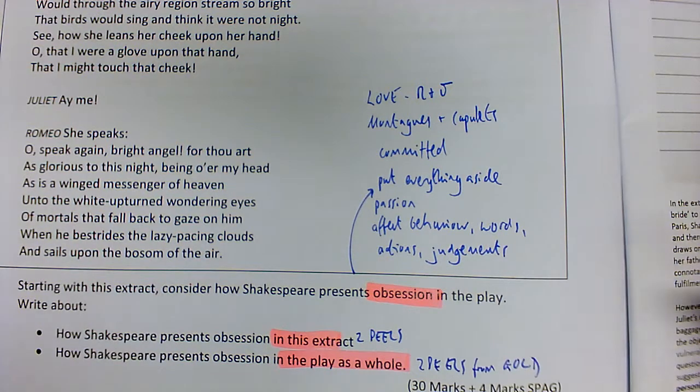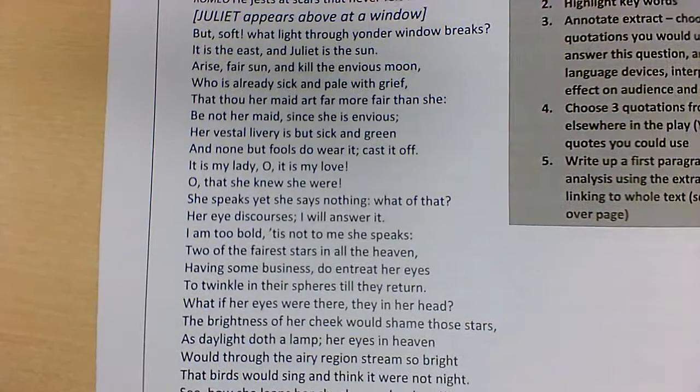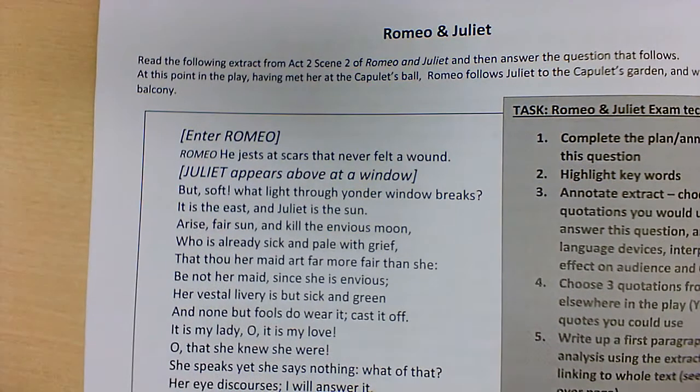So, having done that, we're going to then read the extract, which I'm not going to do in full. That's your job as part of your homework. But what we're doing when we read an extract is we're trying to remember where it is. So in this case, we know that it's out on the balcony.